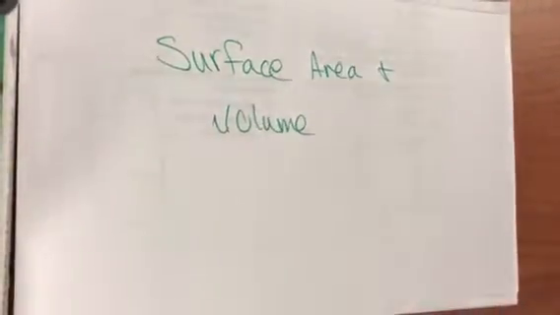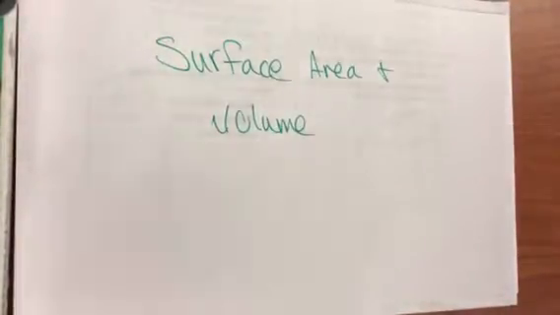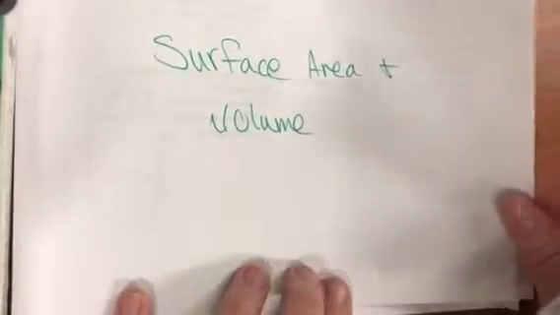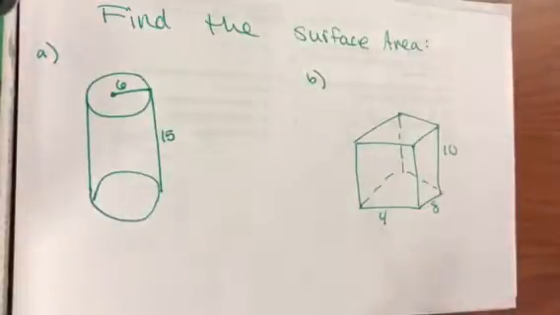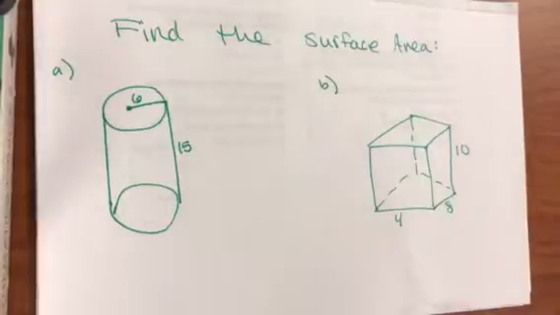Let's start with surface area and volume. What is surface area? The area of the surface. All you do is you find your side, you plug it into the formula, and boom, you got the surface area. Volume is the inside, the amount that goes on the inside. So let's start here. Find the surface area.